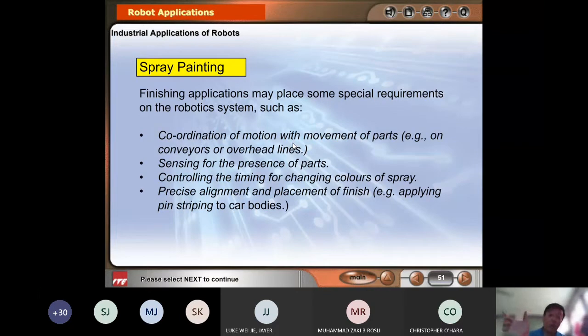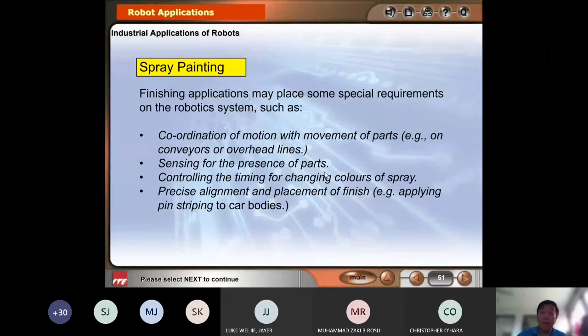The car is actually moving. The robot is in a fixed position. The car is actually moving. So when the car is moving, the robot is actually spraying. So these two motions must coordinate. If you don't coordinate, normally your spray goes crazy. All right, some parts get sprayed, sometimes never sprayed. Some parts you spray too thick, and that was the problem.